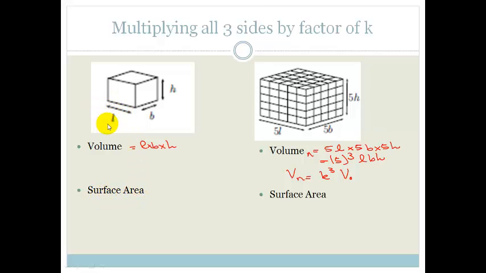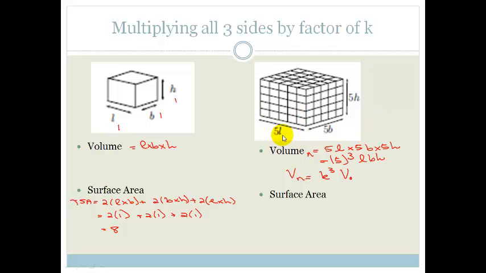So if we look at this again, we've got total surface area is 2 times length times breadth plus 2 times breadth times height plus 2 times length times height. And again, in fact, this time I'm going to make it way easy for myself. I'm going to make it 1, 1, 1. So that becomes 2 times 1 plus 2 times 1 plus 2 times 1, which is just 6.